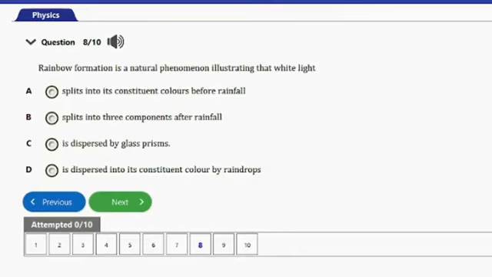So the next question we have here is question number 8. It says, rainbow formation is a natural phenomenon illustrating that white light A. splits into its constituent color before rainfall, B. splits into 3 components after rainfall, C. is dispersed by glass prism, and D. is dispersed into its constituent color by raindrops. So guys, option D is the answer to this question. White light is dispersed into its constituent color by raindrops. So let's go ahead and consider the next question, guys.